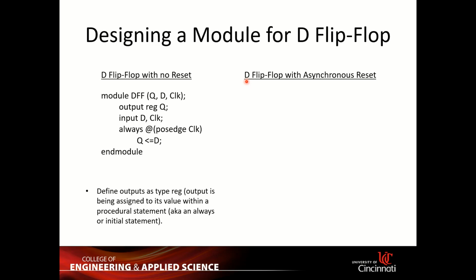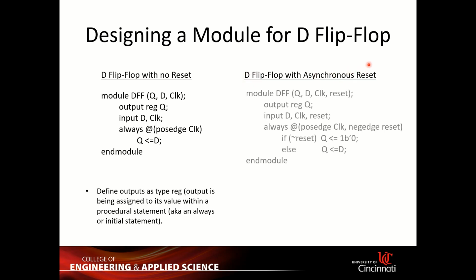Now the next example is the D flip-flop with reset. Everything is the same. Now you add in another input for reset. So I have another input for reset here. For reset, you need to define whether it's going to be a positive edge reset or a negative edge reset. In here we decided to have a negative edge reset.